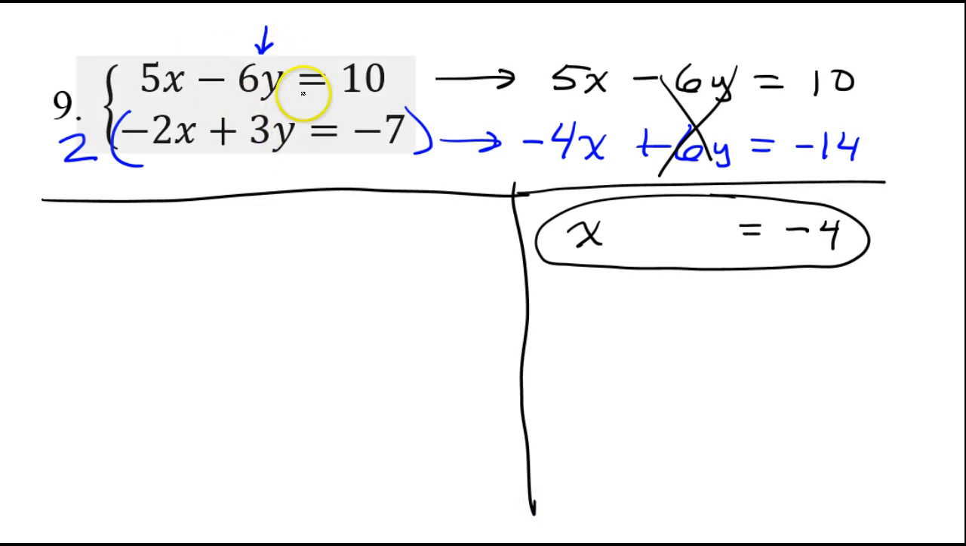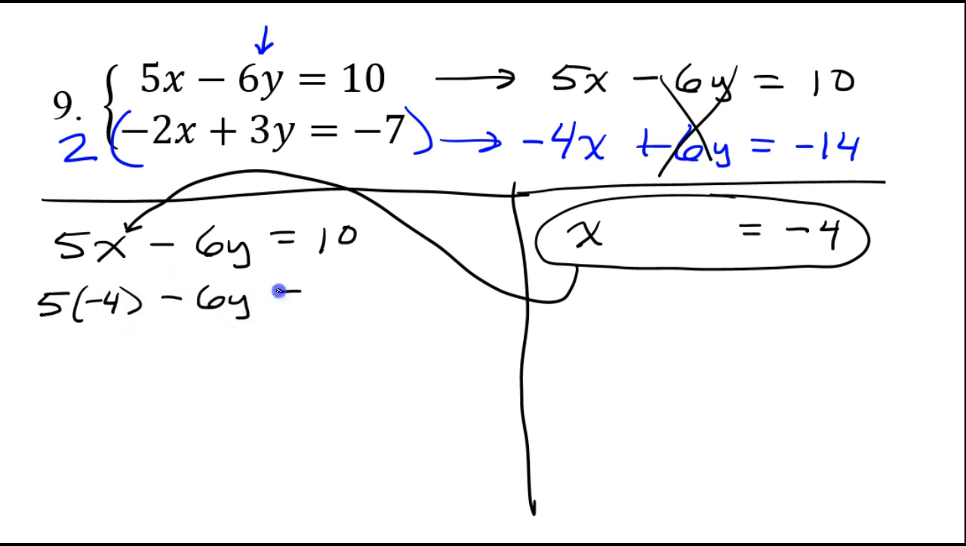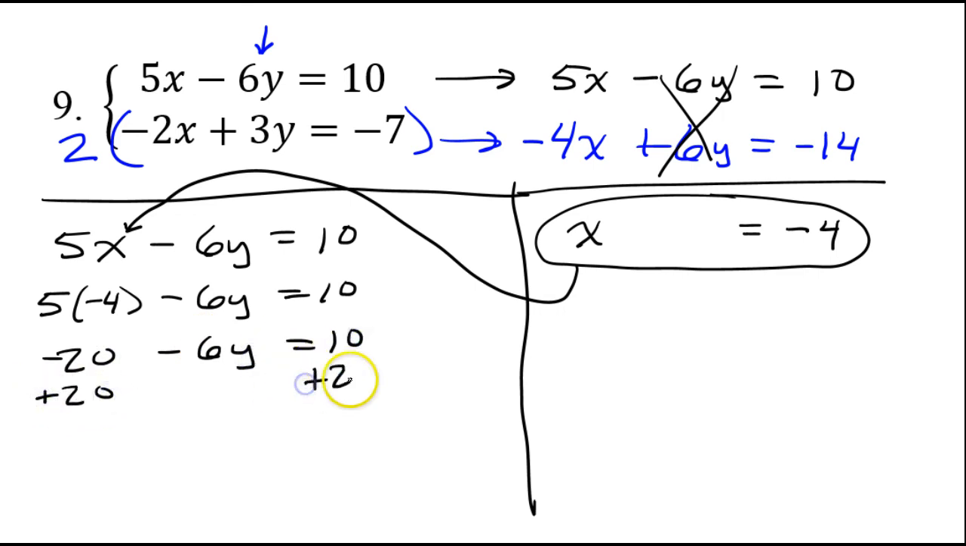So I could pick either one of these two equations. I'll just use the first equation. 5x minus 6y is equal to 10. Now that I know that x equals -4, I can take that -4 and substitute it for x. So this will be 5 times -4 minus 6y is equal to 10. So that's -20 minus 6y is equal to 10. Then I would add 20 to both sides. So that's going to give me -6y is equal to 30.